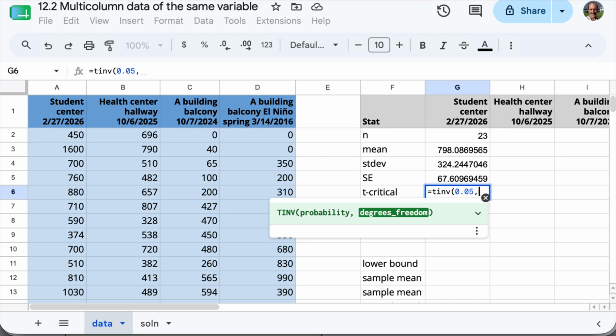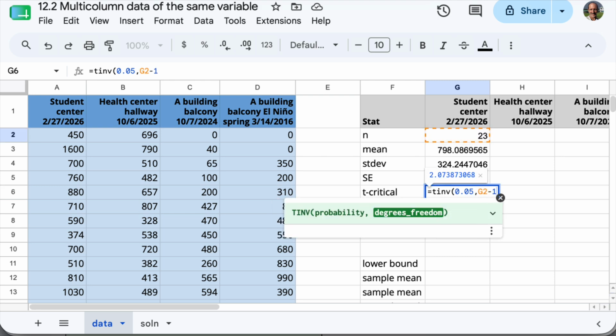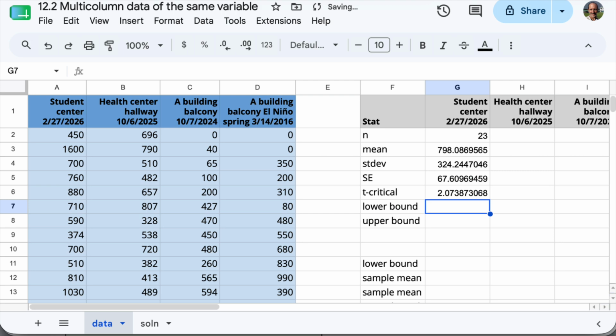0.05, we always use a 5% alpha, a risk of a type 1 false positive error. And then n, minus 1. Little over 2, that's about where I'd expect it to be, somewhere between 1.96 and 3. So my lower bound is going to be my sample mean minus the t critical times the standard error, and my upper bound is going to be the mean plus the t critical times the standard error.